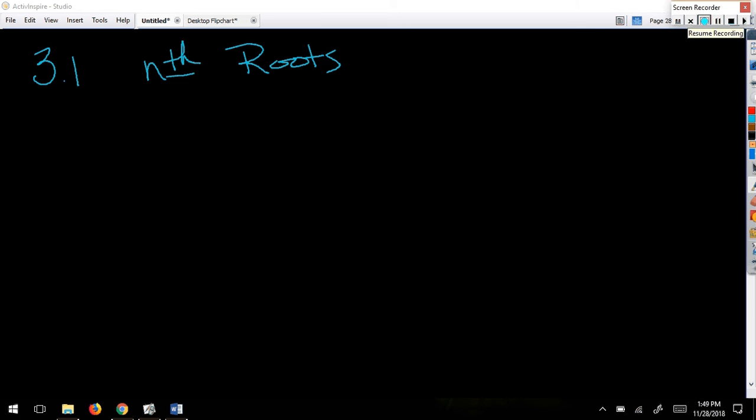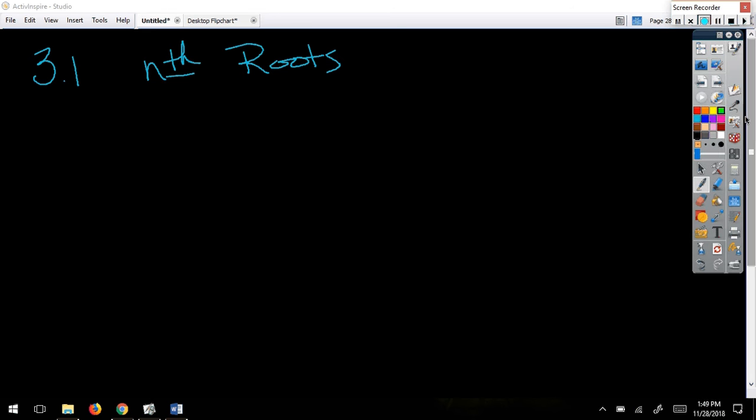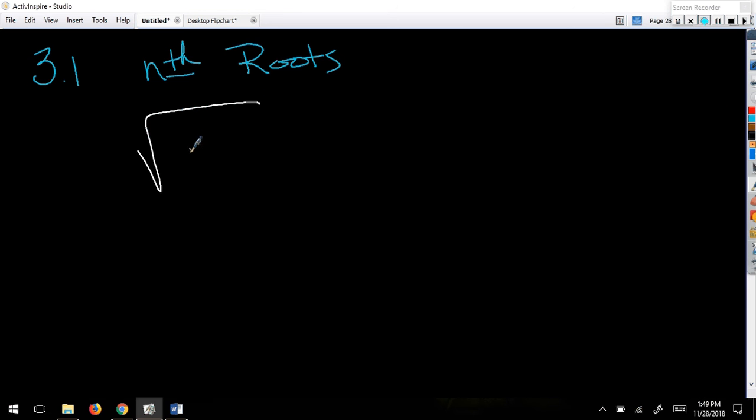Okay. Nth roots. It's kind of weird, right? Let's say you had to explain how to find this to somebody who had never, ever seen this before in their life. Tell me what you would tell them.